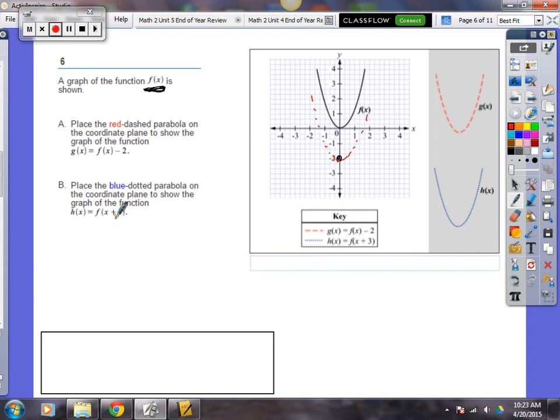If you add or subtract inside the parentheses, that moves the left and right. So f of x plus 3 is really this, f of x subtract a negative 3. So there's got to be a minus in this model. So that means the 3 is negative, so we're going to go to the left 3. So something like that. So the blue one, horizontal shift, the red one, a vertical shift.